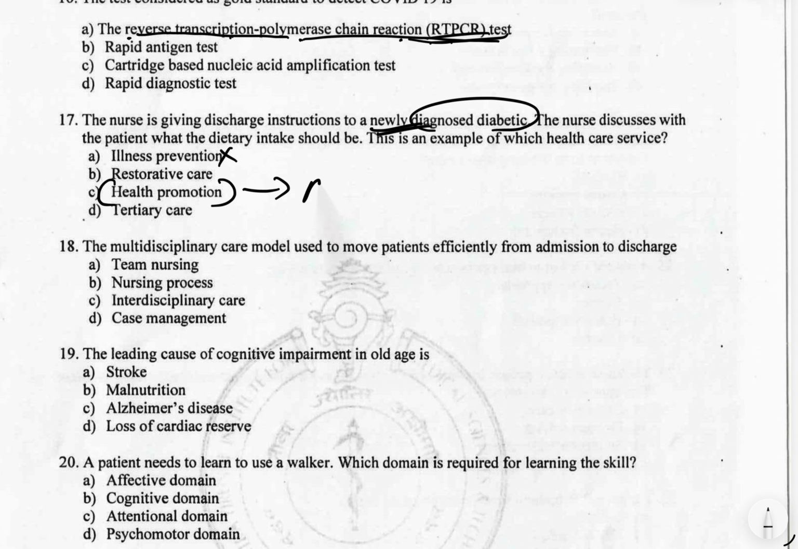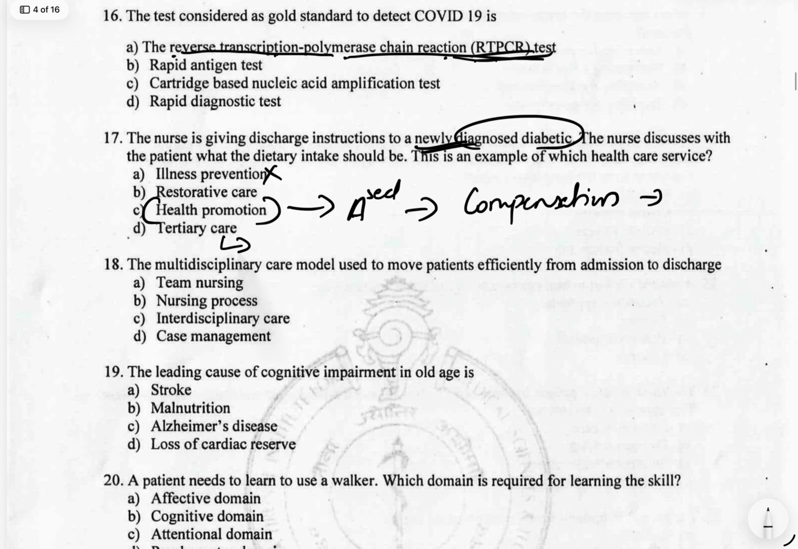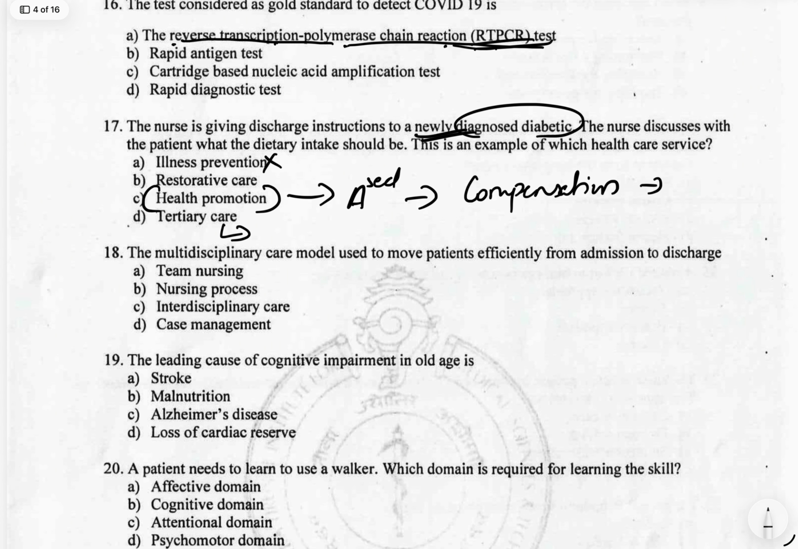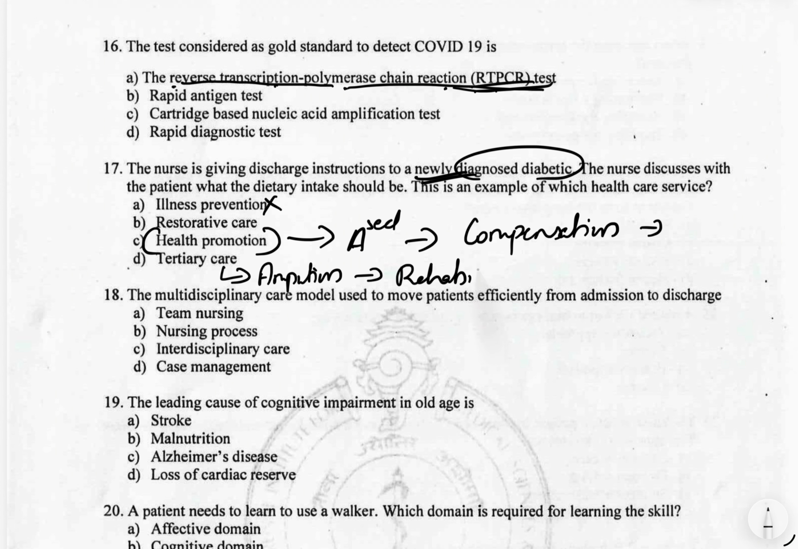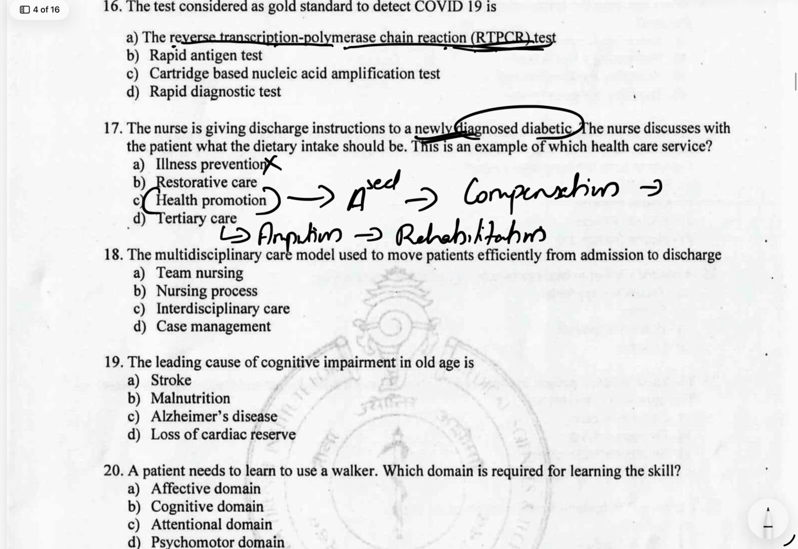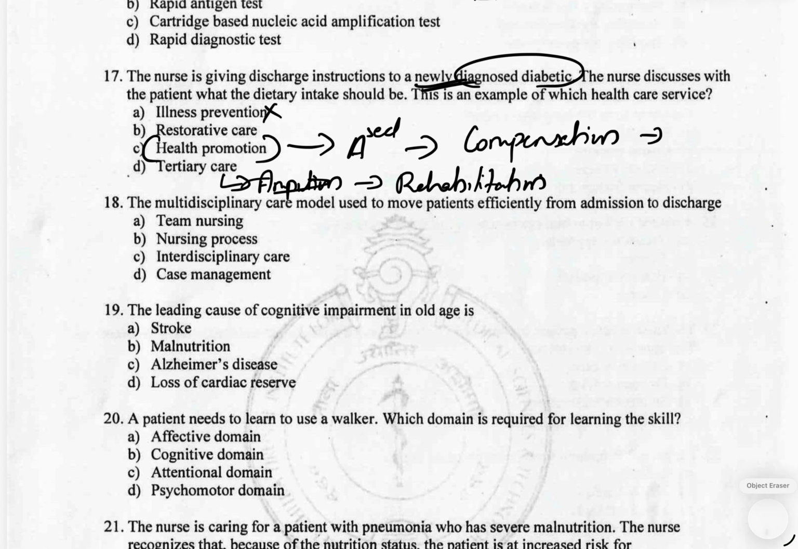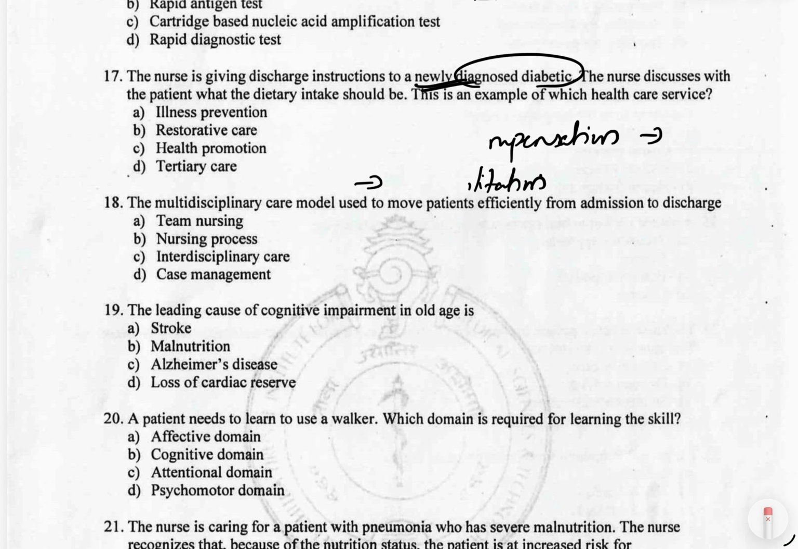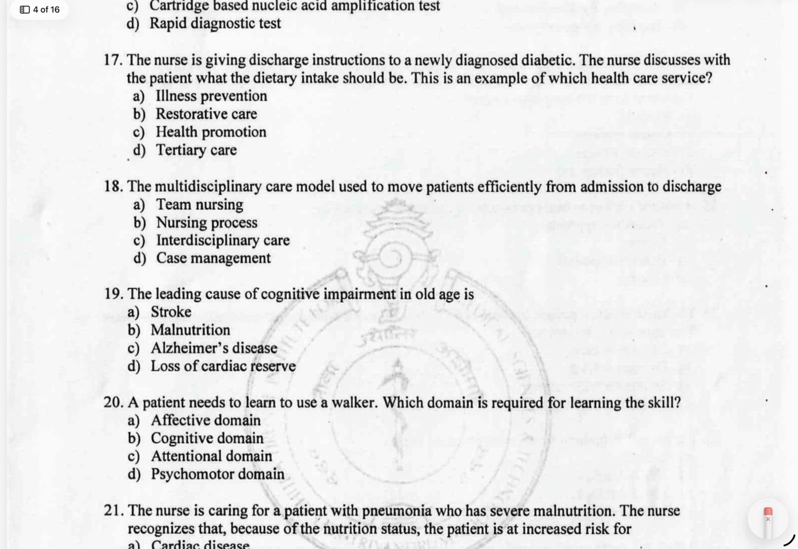The patient is already diagnosed and the patient's health is compensated. What we can do is something to promote the care for the patient. Okay, we are doing the health promotion. What is tertiary care for a diabetic patient? If the patient is undergoing tertiary care, the patient will probably be amputated. Yeah, amputation, and thereby we are going to provide rehabilitation. That is tertiary care for the patient. In this case, we are providing health promotion because the patient is already diagnosed. So we are not giving any restorative care or illness prevention here, but instead we are trying to promote the health of the already diagnosed patient.